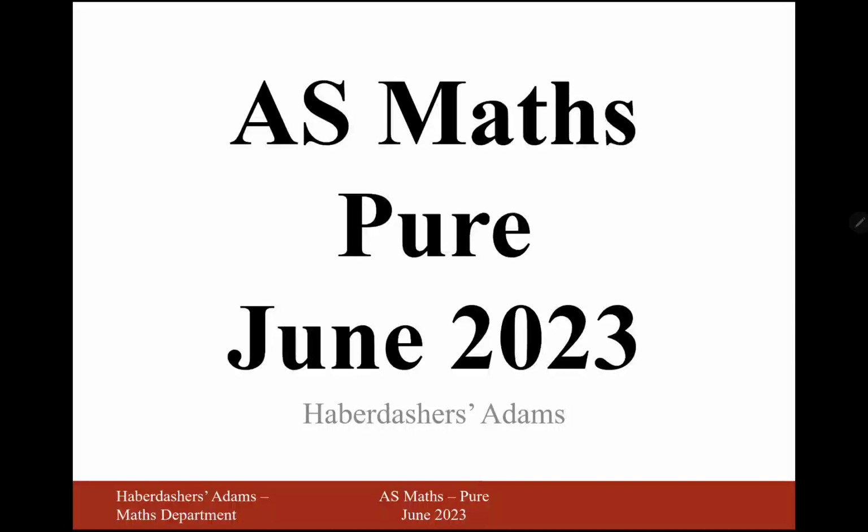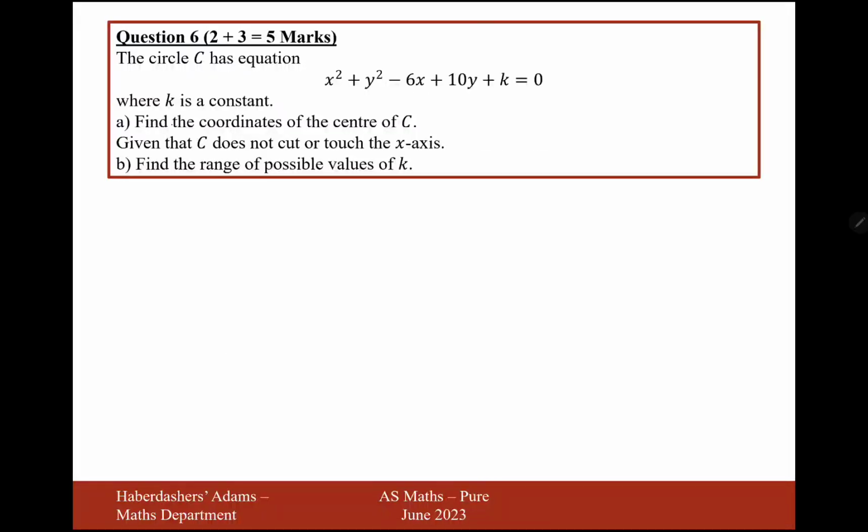Hello there, welcome to the AS Maths Pure June 2023 paper. Here we're on question 6. The circle C has this equation here where k is a constant. Find the coordinates of centre C.